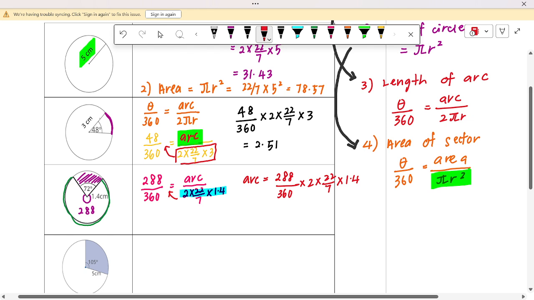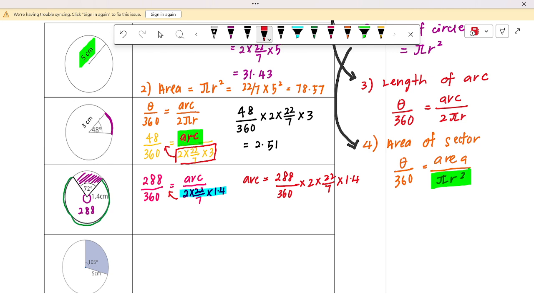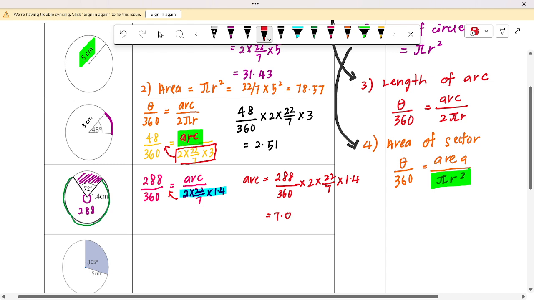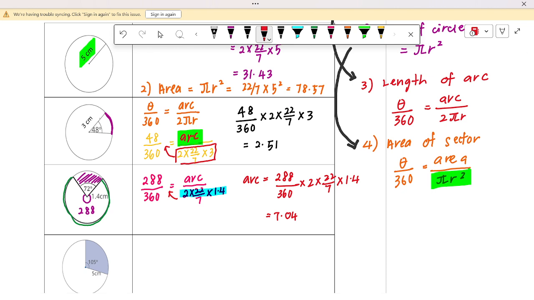288, which will give you the answer 7.04. So always remember: minor arc, minor angle; major arc, major angle. A circle carries 360 degrees.